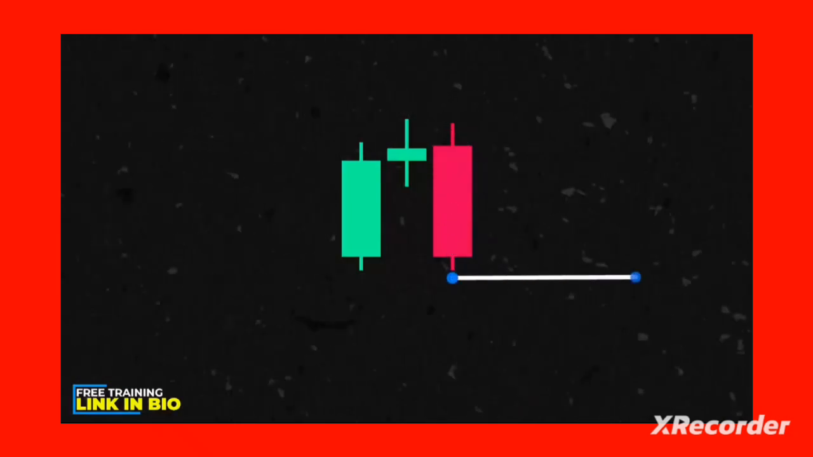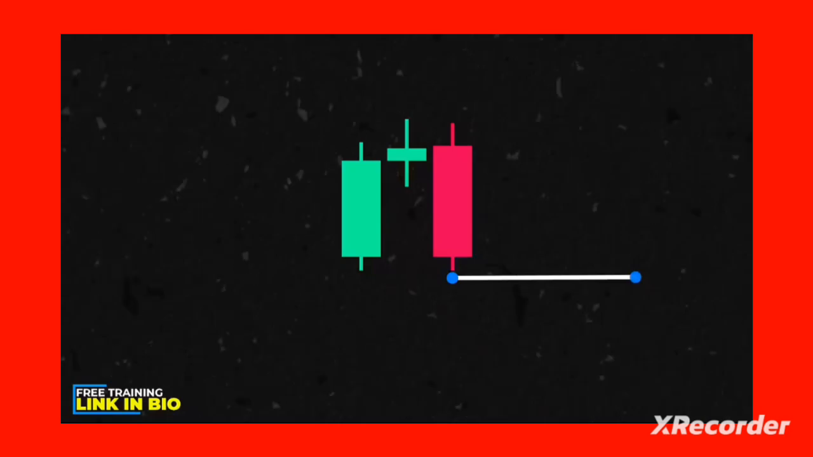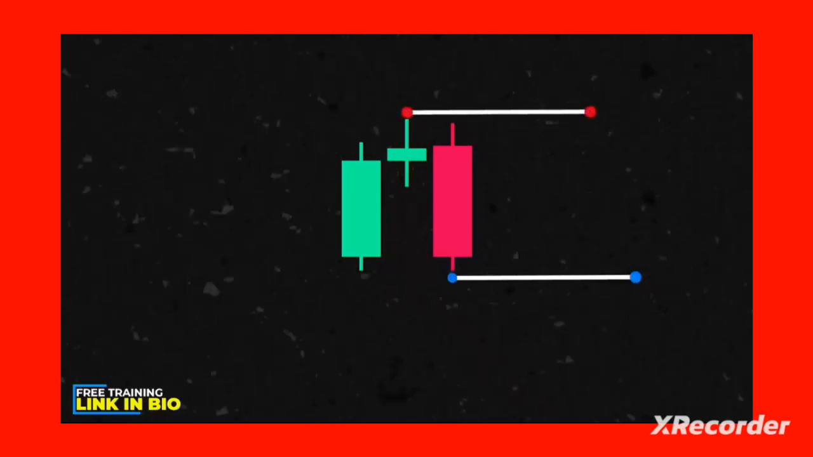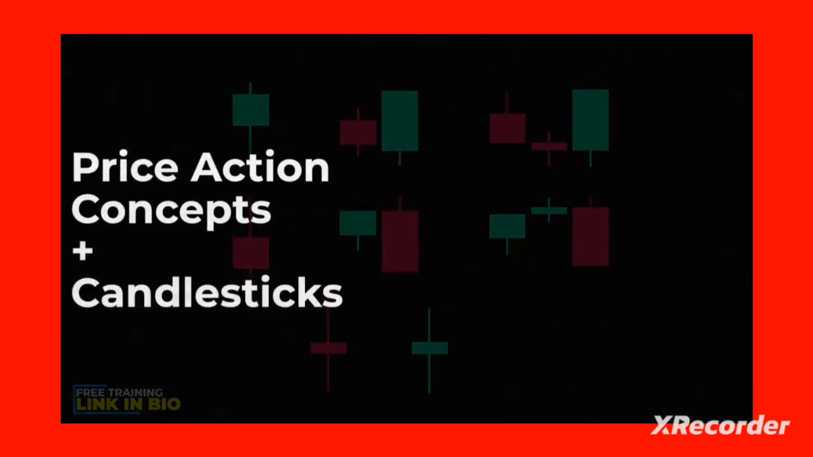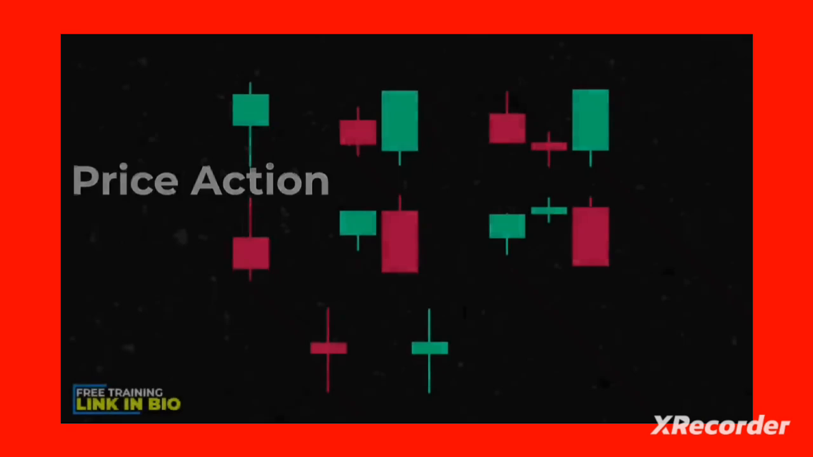To enter a sell trade here, we place a sell trade below the low of this candle and keep our stop loss above the doji candle. So these were the 7 candlestick patterns that can help you spot trade opportunities, but we are not done yet. We will now understand how to use price action concepts to find entries using these patterns.